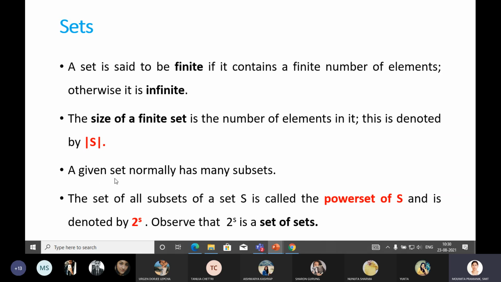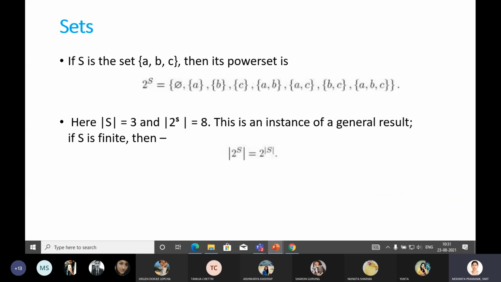Normally a set has many subsets, and the set of all the subsets of S is called the power set of S. The power set is represented as 2 to the power S. For example, if S is a set of elements like A, B, C, then we can find its power set like this.